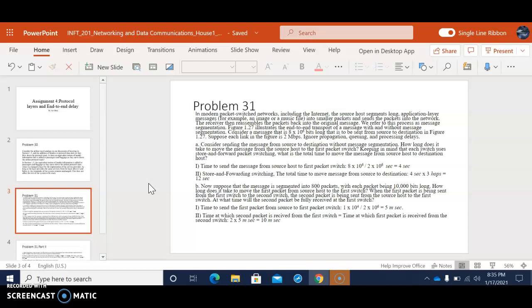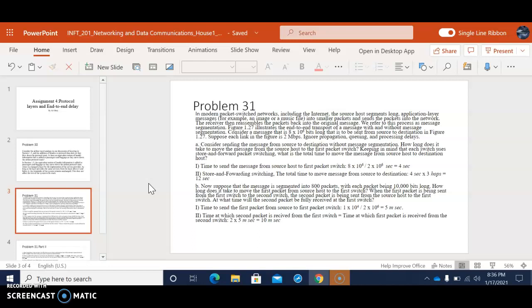Okay, now we are asked for numbers like the first packet and the second packet. We do this in part A and part B. To solve for the time to send the first packet from the source to the first packet switch, you multiply 1, which is the first packet, times 10 to the power 4, which is the 4 seconds, and then you divide this by 2, which is the second packet, times 10 to the power 6, which we did in part A, and you get 5 milliseconds.